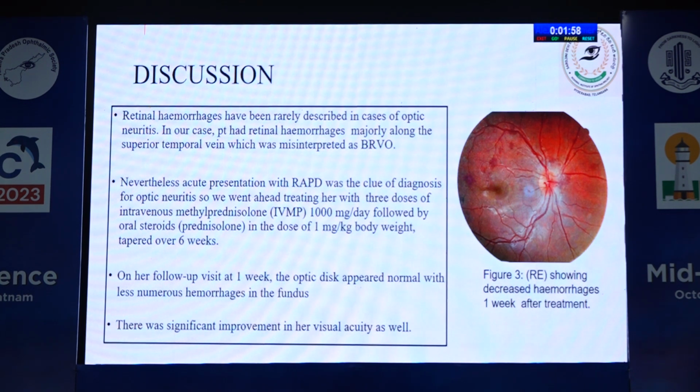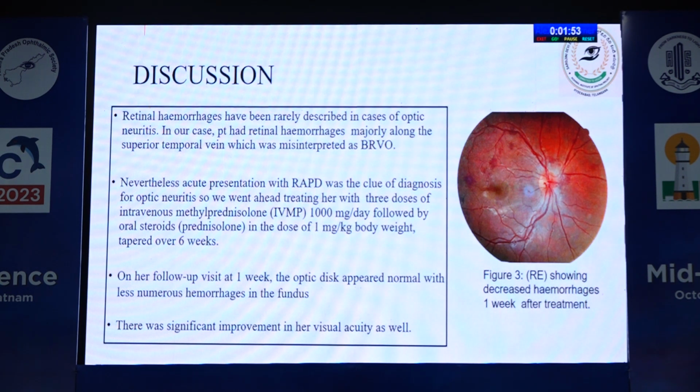Retinal hemorrhages have been rarely described in optic neuritis. In this case, the patient had retinal hemorrhages majorly along the superior temporal vein, which were misinterpreted as BRVO. Nevertheless, the acute presentation with RAPD was a clue to the diagnosis of optic neuritis. So we treated her with 3 doses of intravenous methylprednisolone, 1000 mg per day, followed by oral steroids in a tapering dose. This was the fundus picture 1 week after treatment, with decreased hemorrhage and visual acuity improving to 6/6. There was significant improvement in visual acuity.